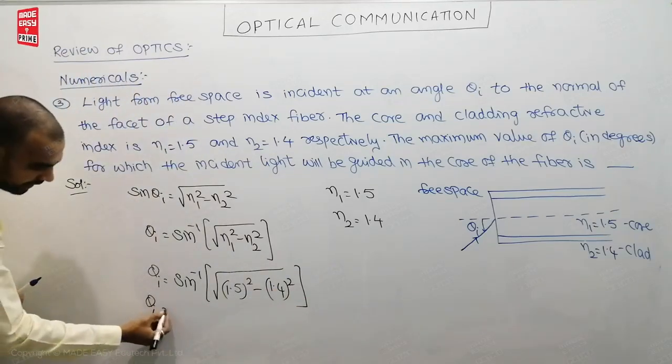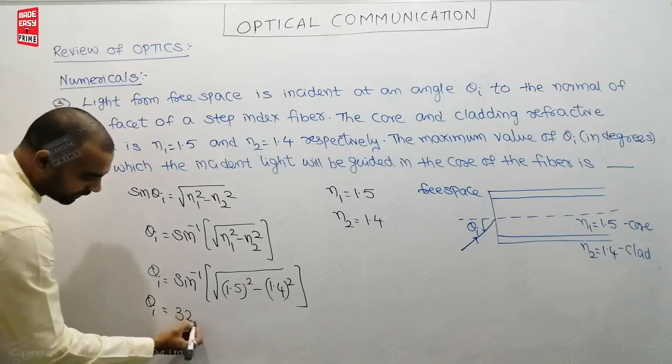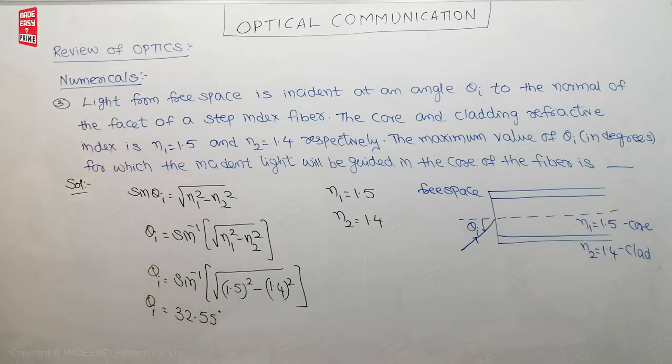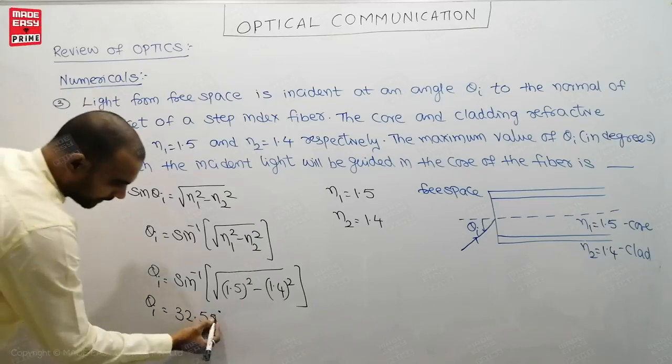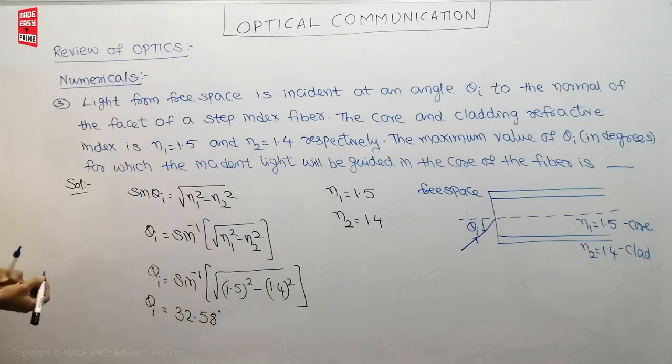So theta I, because you are asking in terms of degrees, is equal to 32.55 degrees. Okay, so 32.58 degrees is the value we have. Please copy it. This was a previous GATE question.